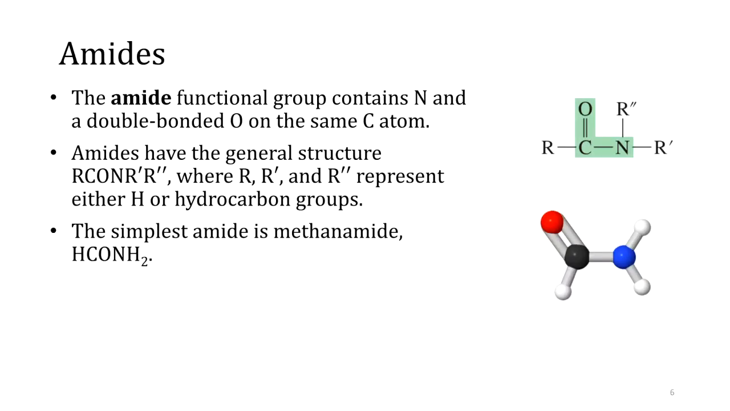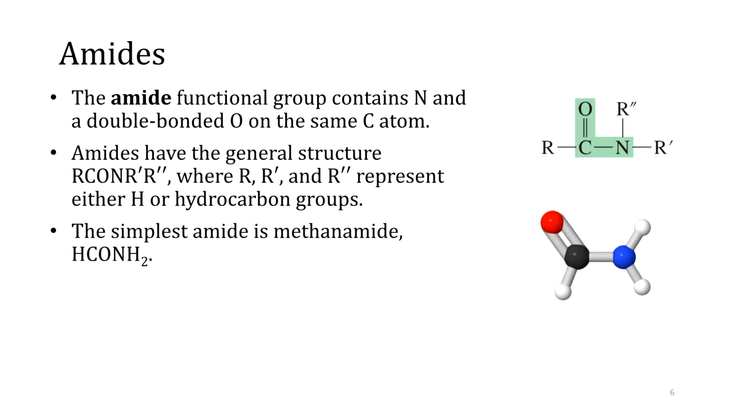Now the next functional group we'll look at is amides. The amide looks like a carboxylic acid, but you replaced the OH part with something that looks kind of like an amine. But of course, since the nitrogen has to bond to the carbon, you've only got two alkyl groups attached to the nitrogen. So amides have a general structure RCON, R prime, R double prime, and R prime and R double prime can be either a hydrogen atom or a hydrocarbon.